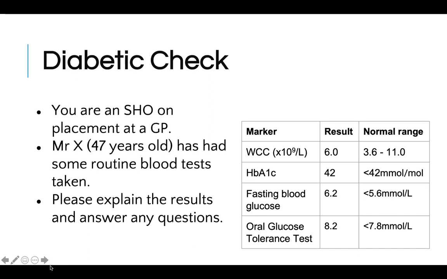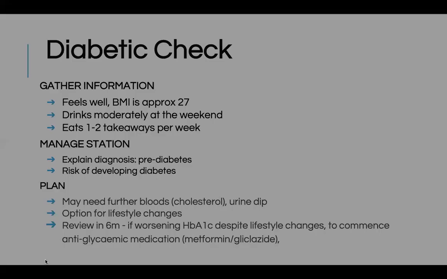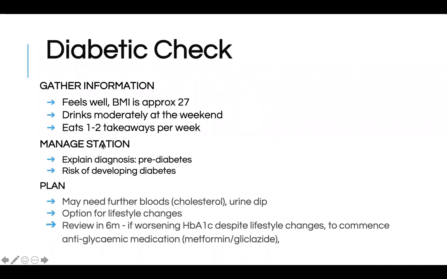Exactly. So everyone's saying lifestyle measures, and that's great, guys. Improve diet, exercise, reduce weight, feels well. So the BMI is slightly up, drinks moderately at the weekend, eats a couple of takeaways a week. So you want to explain the diagnosis. There's a risk of developing disease, and they will need ultimately some advice, lifestyle advice changes, and then follow up. So follow up in 6 months, say, once they've implemented those lifestyle changes.